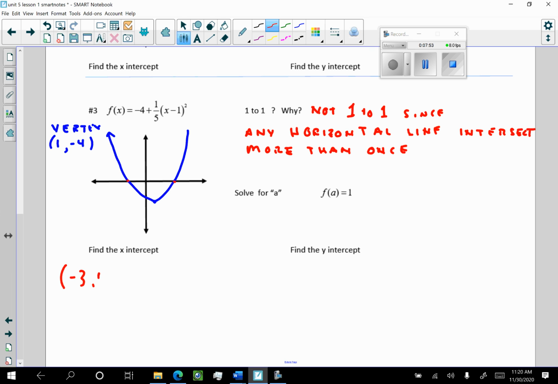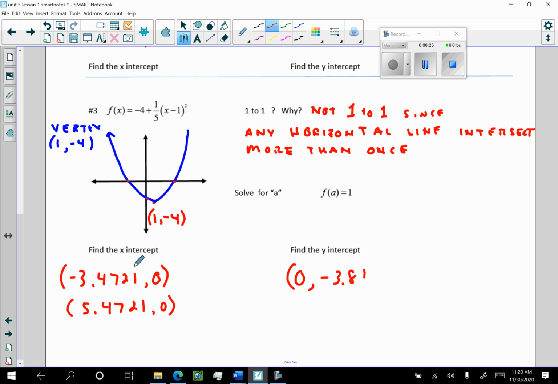Negative 3.4721, comma 0, that's this guy right here, and the other one is 5.4721, comma 0. Those are the x-intercepts. The y-intercept, again, I'm going to use my graphing calculator. Just put 0 in, and that point right there is 0, comma negative 3.8. And I knew it had to be greater than negative 4 because that point right there is 1, negative 4.